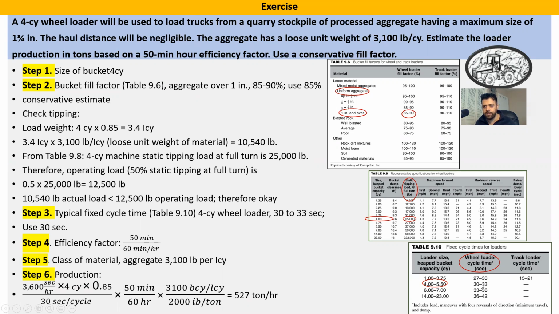Again, we were conservative and we selected the lower range. You could also use the average range, so the average number. This is the efficiency, 50 minutes out of 60. And this is to convert loose to bank cubic yard. Estimate the loader production rate. Yes, okay, to convert loose to bank.